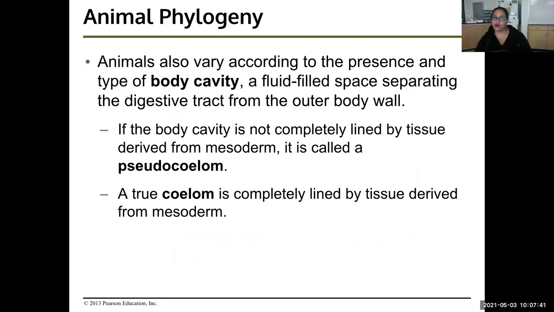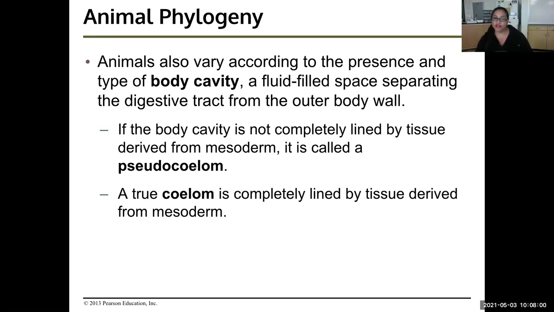Animals also vary according to the presence of a type of body cavity. A cavity is like an opening inside of us. The fluid-filled space separating the digestive tract from the outer body wall. We have one big long tube for our digestive tract, and it's separated from the rest of us inside.